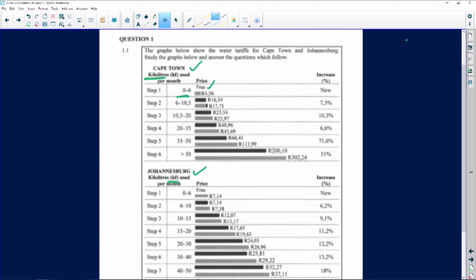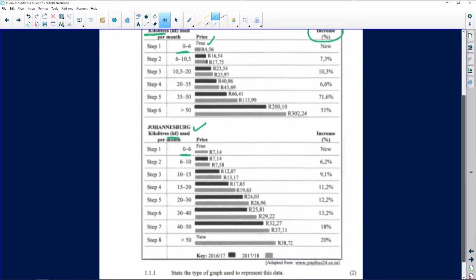Step 1, 0 to 6. We do have our 7 Rand and 14. That means anything between 0 to 6 kiloliters is going to be free or was free initially, and then it increased. There it says to us, there is an increase. And because there was an increase, it then becomes 4 Rand and 56. So on and so on, also applying to Johannesburg over there.